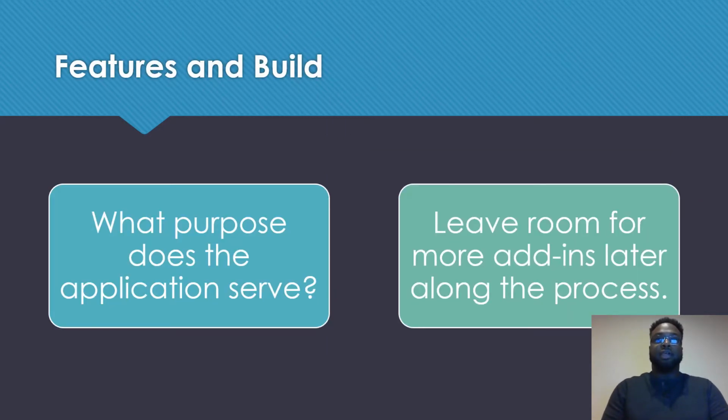Now, the next thing you want to figure out is what is the purpose of this application as far as features, and build the actual infrastructure of the application. Once you've figured out what idea you have of what you're trying to get the application to do, you have to figure out how you're going to make that possible, and that's where your back end will also come in. And you also want to, just in case, especially when it comes to partnerships with other companies, leave room for different types of add-ins that can be very helpful later down the line.